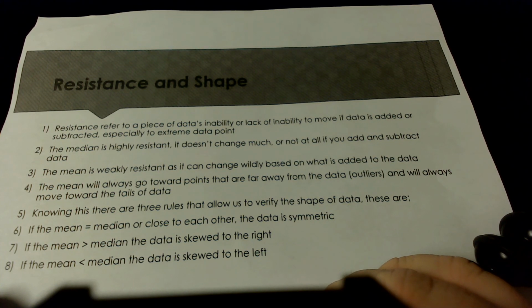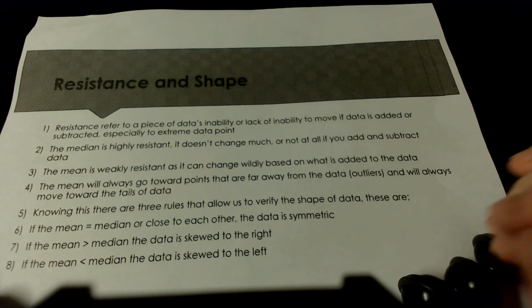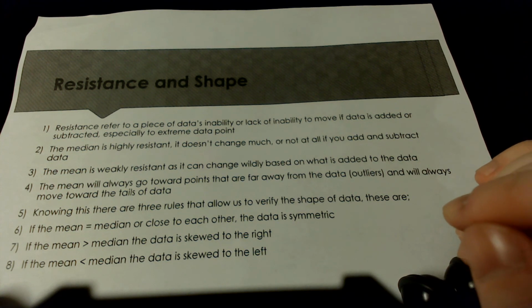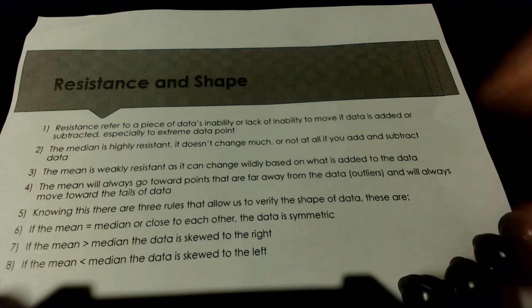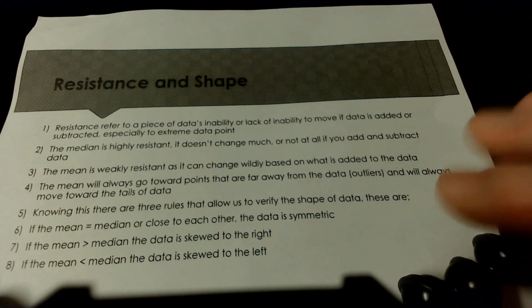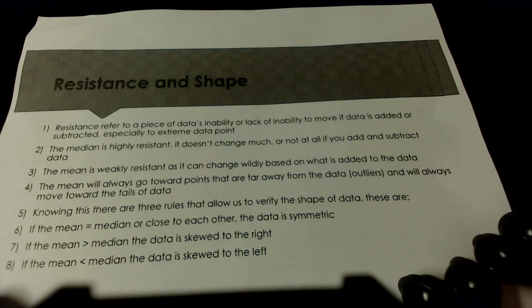I'm a math teacher. So, especially to extreme data points. We want to look at each of these individually, and what we just saw was that the median is highly resistant. It doesn't change much no matter what points you put in there. It doesn't deviate. As you saw with my example, it only deviated by 0.5, and really, in some cases, it doesn't even deviate by that.